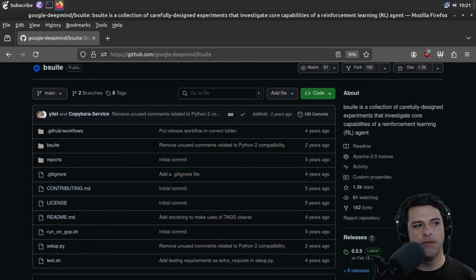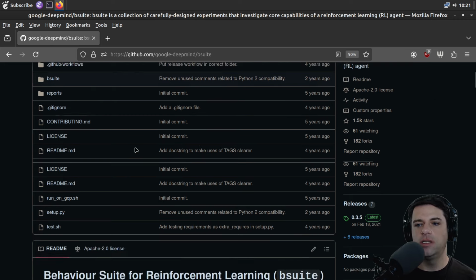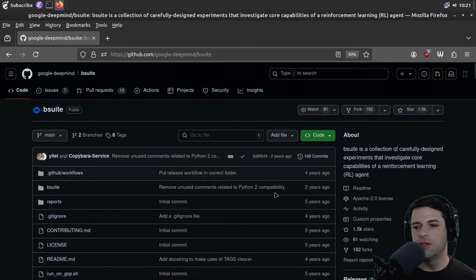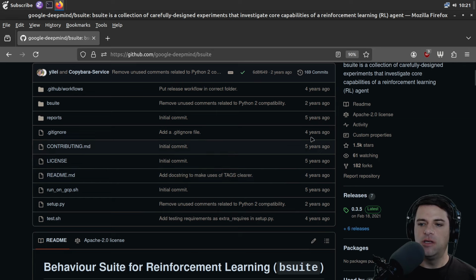It seems like a lot of the reinforcement learning stuff is from a few years ago, I think maybe due to the rise of LLMs. The old RL approach isn't as well funded as it was a few years ago. You can see, for example, Bsuite's most recent update is from 2 years ago.